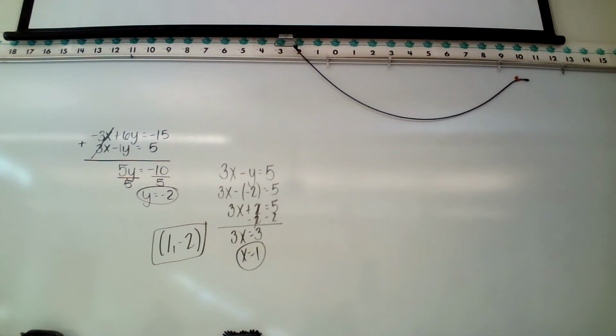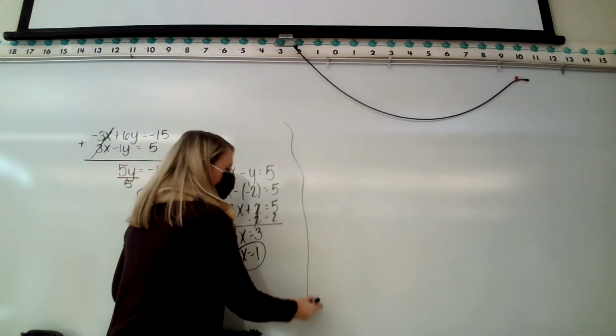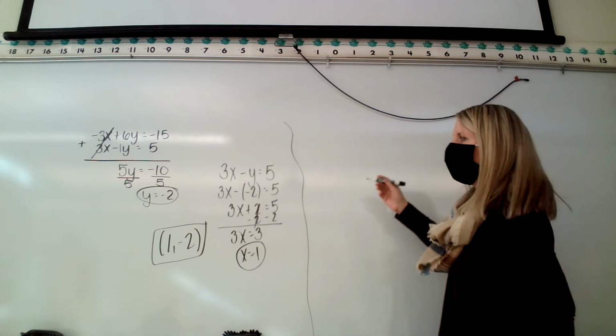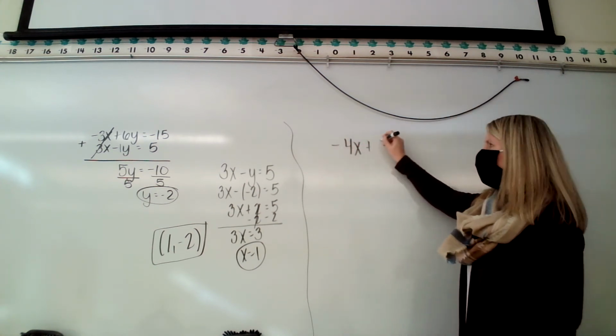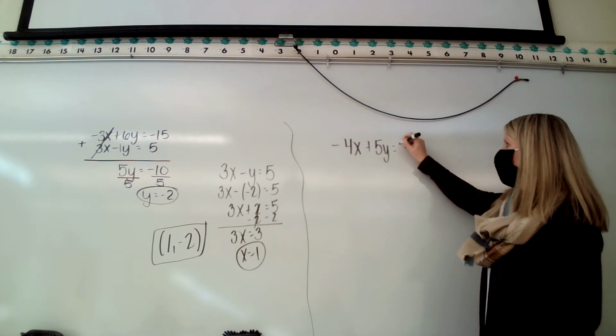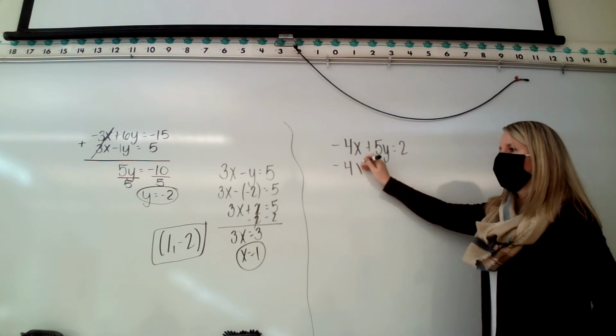Easy. So let's try the next one. The next one is not, well, there'll be something a little different about it. So let me show you that. I'll do it over here because I know a few people are finishing up at home. So we have negative 4x plus 5y equals 2. I just have 4 of these to do with you, and then we'll talk about what we're doing at the other part of class.